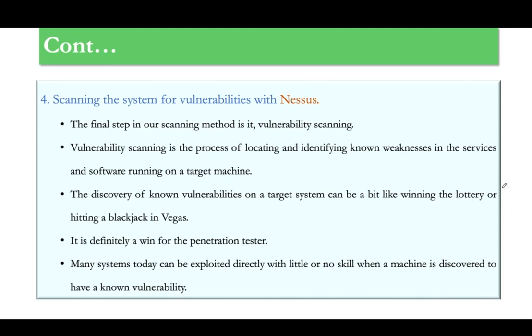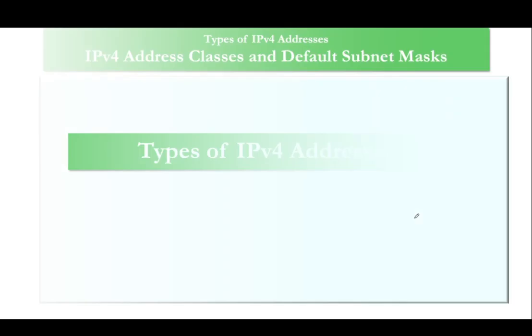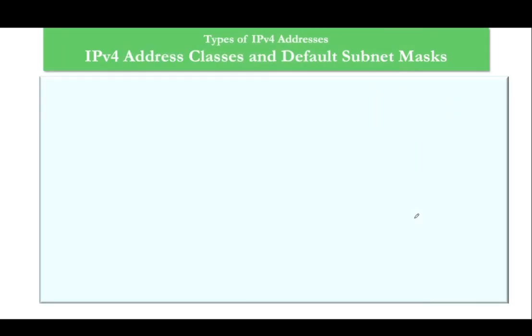Before understanding what the perimeter devices are, we'll try to understand what types of IP addresses are most important for this scanning phase. We need to understand the different types of IP addresses and how they are useful for scanning the target machine ports. There are address classes of IP addresses: class A, class B, class C, class D, and class E. And there are also some default subnet masks.